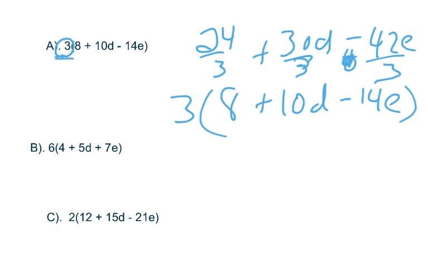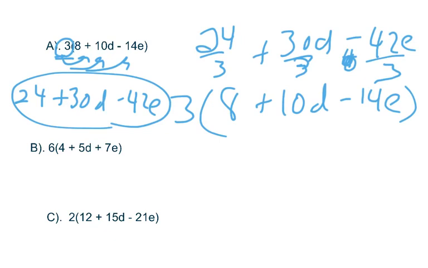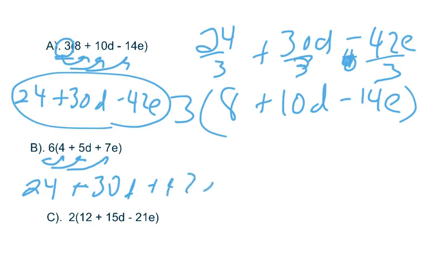The other way you could solve these to see if it's going to be equivalent is to simply take the 3 and distribute it, kind of like what we did earlier. So 3 times 8 is 24, 3 times 10 is 30d, 3 times negative 14 is 42e. Either way will give you the ability to see if it's going to be the same answer. So, same thing we can do for this one. We can simply just take the 6 and distribute it. 6 times 4 is 24, 6 times 5 is 30, 6 times 7 is 42e, but this one is not correct because of that.